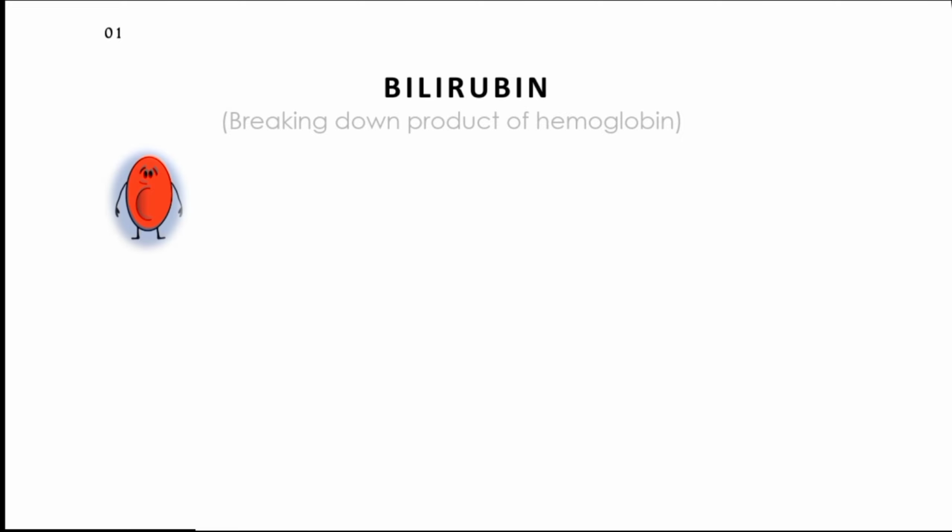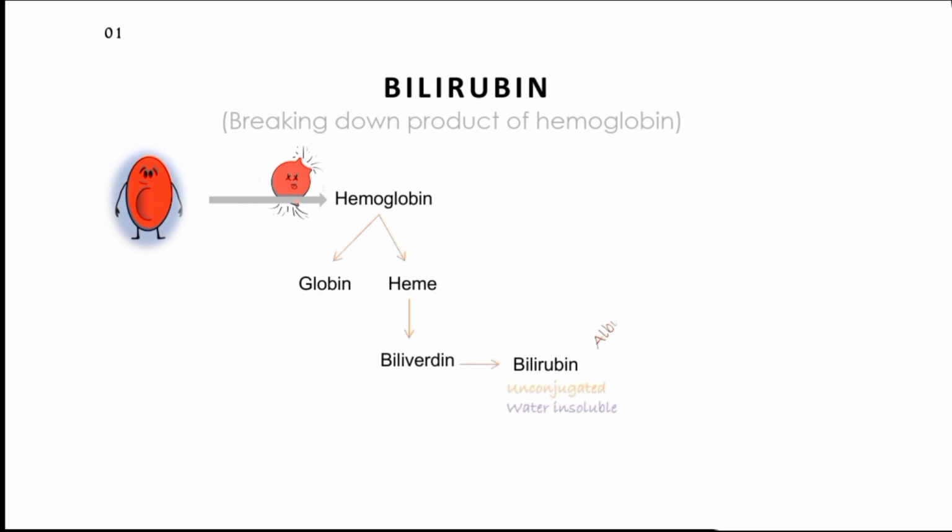Bilirubin is a yellow pigment formed when RBCs break down; it is the breakdown product of hemoglobin. When RBCs complete their lifespan, which is about 120 days, they are destroyed in the body and hemoglobin is released. This hemoglobin further breaks down into heme and globin components. The heme component is converted into biliverdin, which is further converted into bilirubin.